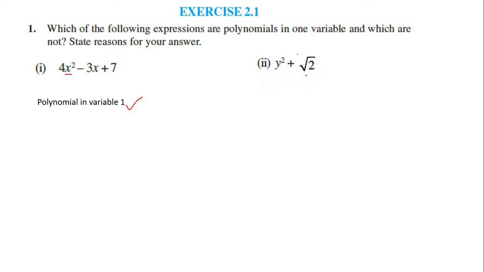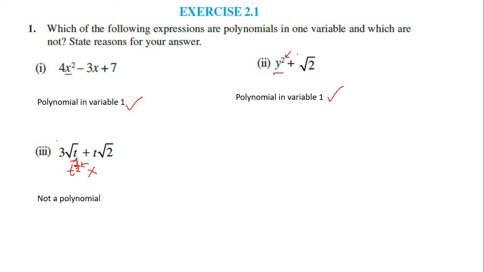Next, part 2: y square plus root 2. Here y is the variable, only one variable is used, and the exponent of y is 2, which is a whole number. So this is also a polynomial in one variable. Similarly, the third part: the variable is t, but in the first term the exponent of t is 1 by 2, which is not a whole number, it's a rational number, so it won't be a polynomial. We'll write it is not a polynomial.